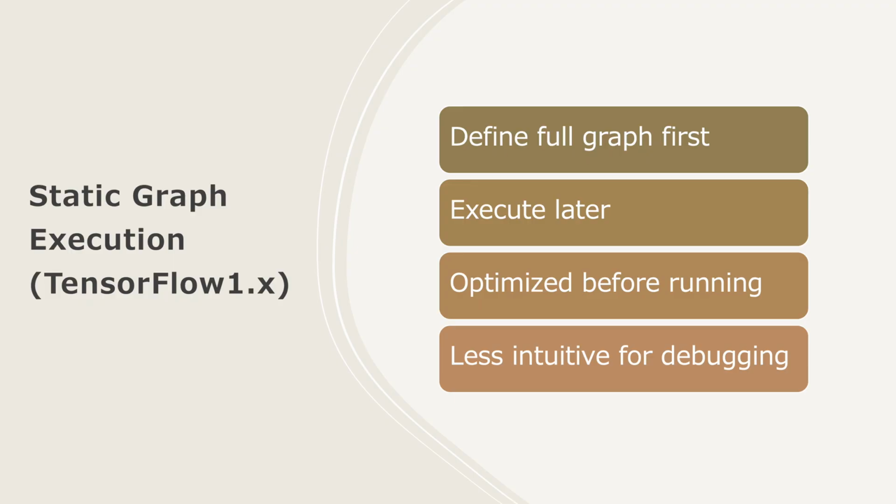However, this approach also made programming less intuitive. Since operations did not run immediately, it was often harder to inspect values step by step or debug problems interactively. If something went wrong, you usually had to trace the issue through the graph structure rather than simply checking the result of one line of code. So, TensorFlow 1.x emphasized performance and optimization, but it was often less convenient for developers during coding and debugging.